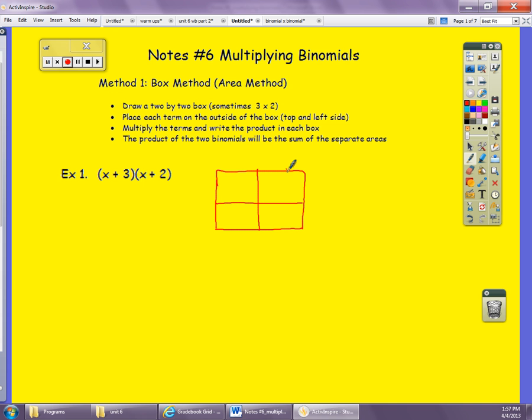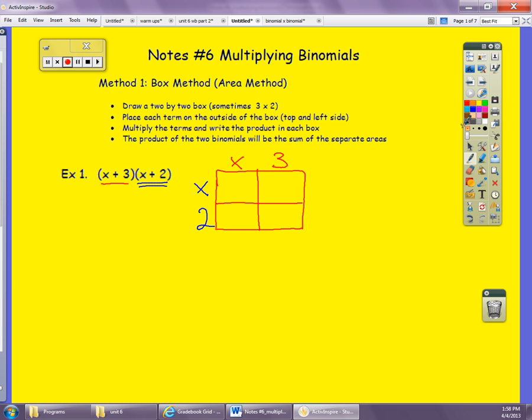And then I place each term on the outside of the box, the top and the left side. So I'm going to take this x plus 3 and put it on the top: x and 3. And then this x and 2, x and 2. So I place my two binomials on the outside of the box. Then it says to multiply the terms and write the product in each box.